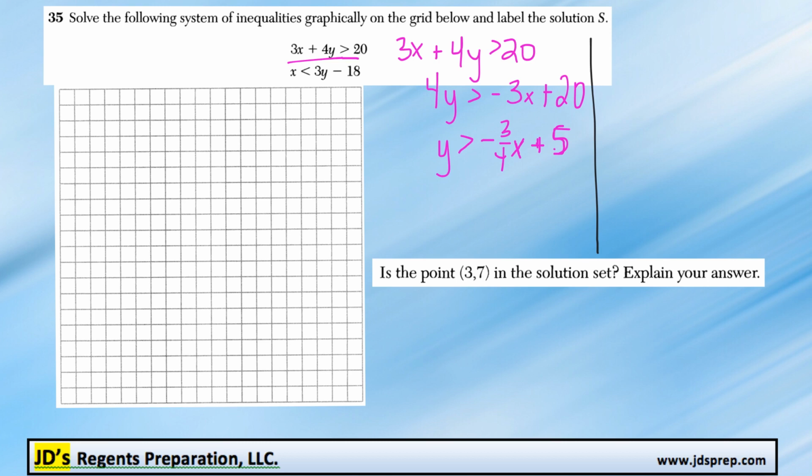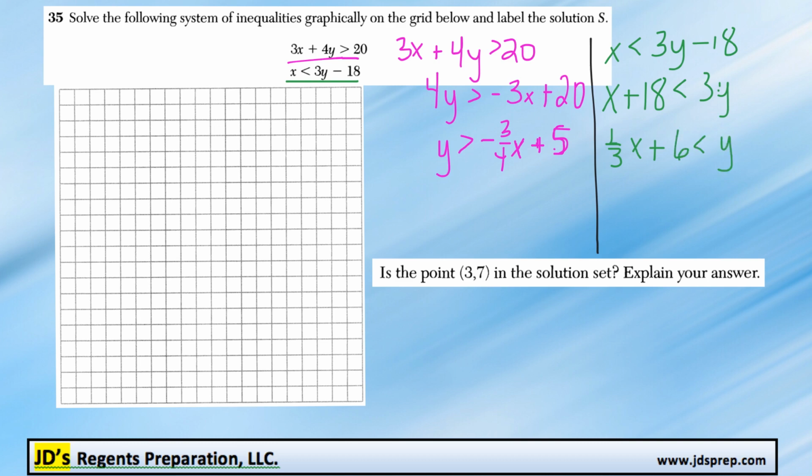Now let's try the other one. So we've got x is less than 3y minus 18. So we can start by adding 18 to both sides. We would get x plus 18 is less than 3y. And then finally, we were going to divide everything by 3 to get y completely isolated. So we would get 1/3 x plus 18 divided by 3 gets us 6 is less than y.